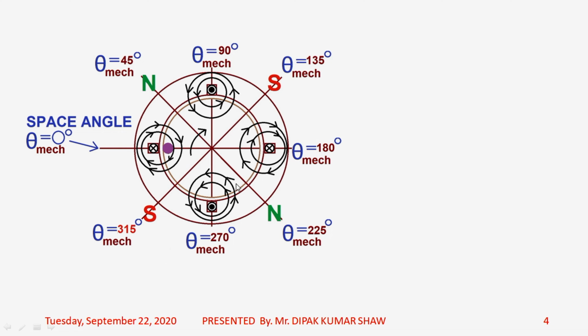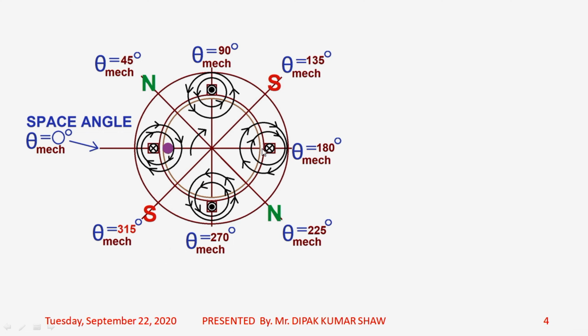Let me just recapitulate once more, that at theta equal to 0 degree, the value of B is 0, that is magnetic flux density is 0. At theta equals to 45 degree, it is positive maximum. At theta equal to 90 degree, again it is 0. At theta equals to 135 degree, it is negative maximum. And at theta equals to 180 degree, again it is 0. So what do you see? That when you have moved from theta mechanical 0 degree to theta mechanical 180 degree, one complete cycle of flux density distribution, that means B, has been created.